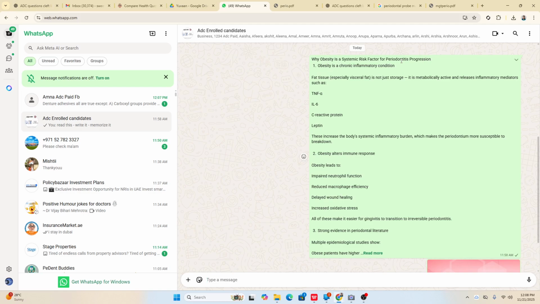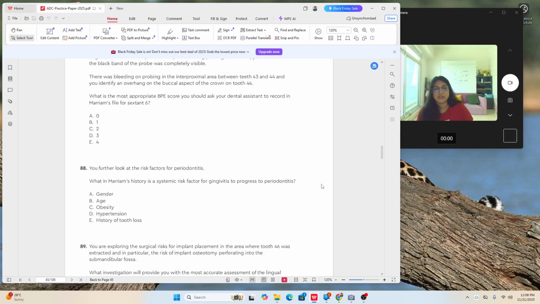Basically, obesity is a chronic inflammatory condition. So anything which promotes inflammation will always promote gingivitis to progress to periodontitis. You may think hypertension could have been the answer, but no, it is not. It's obesity. Obesity has many inflammatory precursors and it also promotes inflammation. So I want you to read more about obesity and its link to periodontitis.